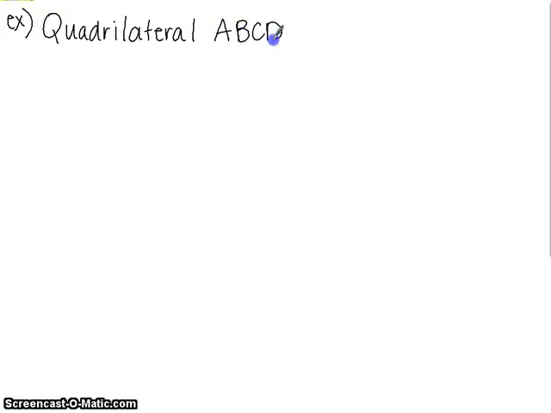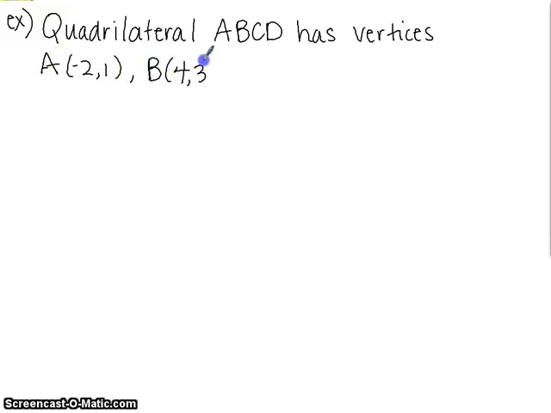My other example looks like this. I believe there was one of them in your 6-3 assignment, and I told you that I would do a few more of these with you. In this one, quadrilateral ABCD has vertices A at (-2, 1), B at (4, 3), C at (5, 0), and D at (-1, -2).